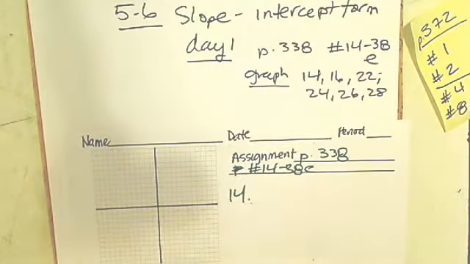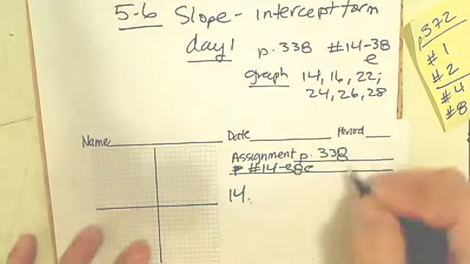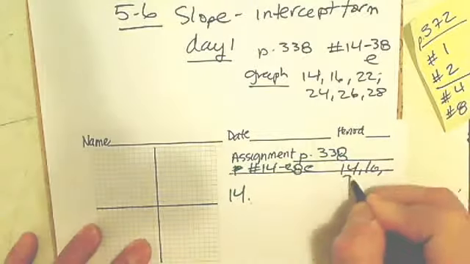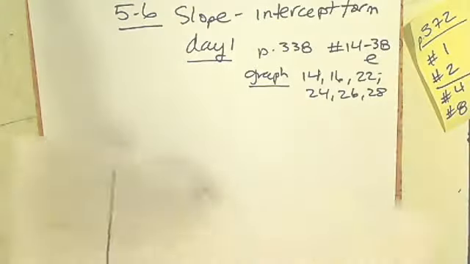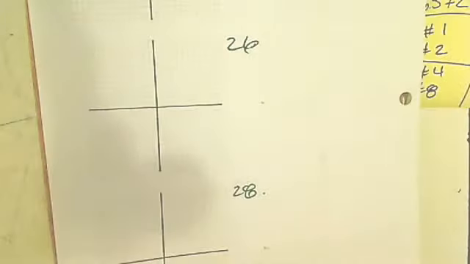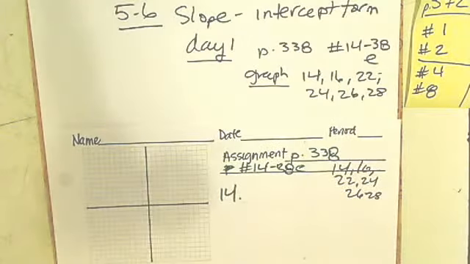So on the additional graph paper, you're going to have 14, 16, 22, 24, 26, and 28. Graph them on the front and back. There's 6 graphs, just like that. Set it up like that. You're going to staple it to your work tomorrow.